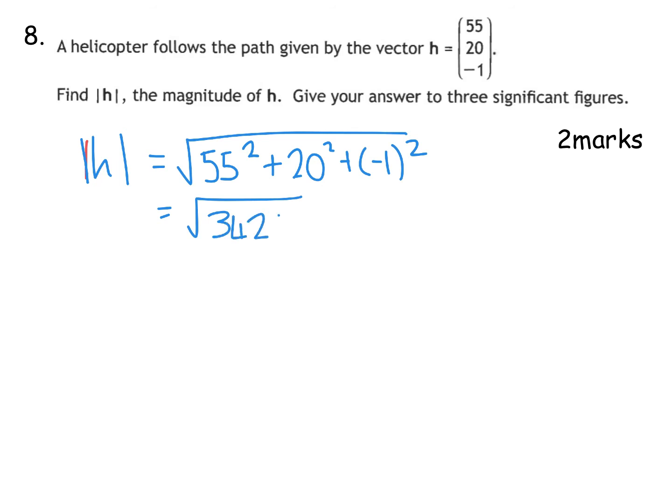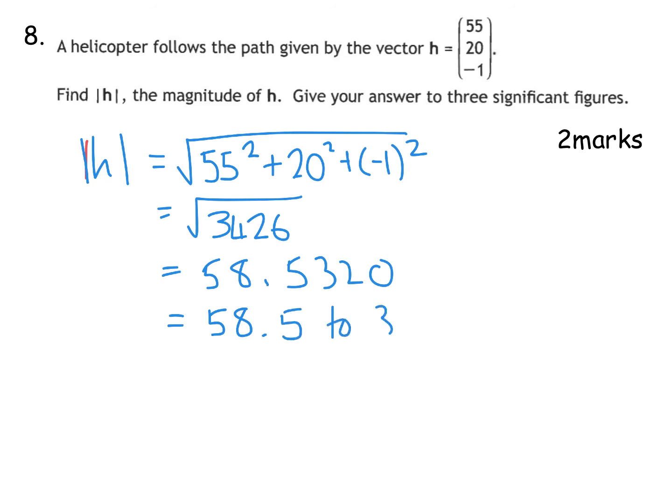So 55 squared plus 20 squared plus 1 squared is 3426. So we've got the square root of 3426, and they wanted it to 3 significant figures, which I'm just going to write out first to help you with the rounding. It gives us this, and it goes on and on and on. To 3 sig fig means we're keeping the 5, the 8 and the 5. That 3 is not going to do anything. So there is your answer to 3 sig fig. Now, there's only 2 marks in this one, one for your final answer and one for the substitution. Actually, you'd get that one for knowing how to find the magnitude.